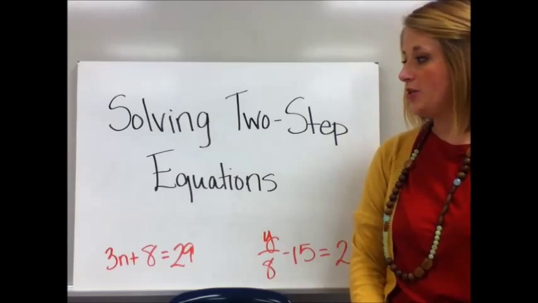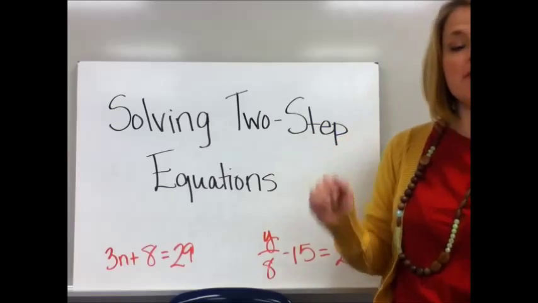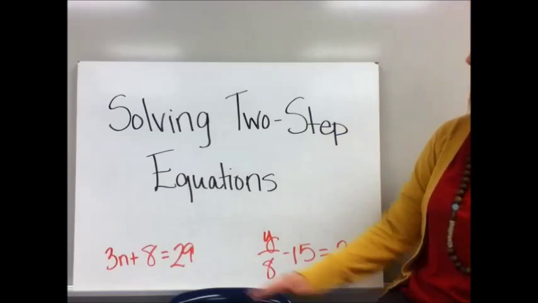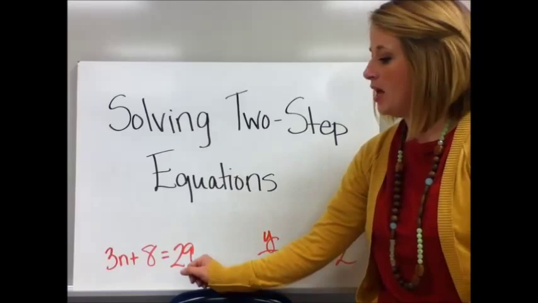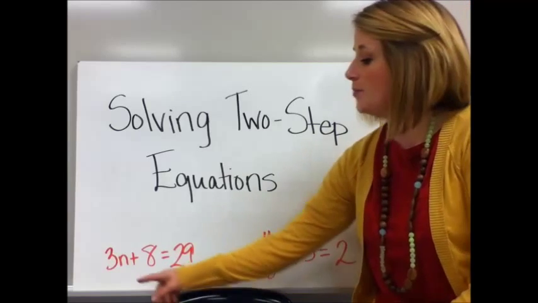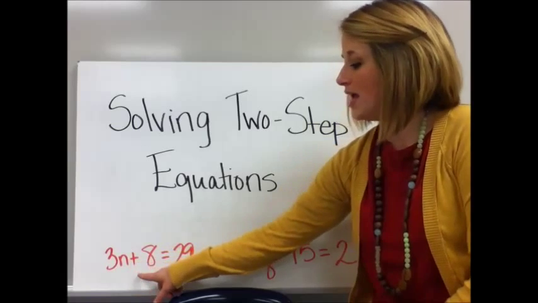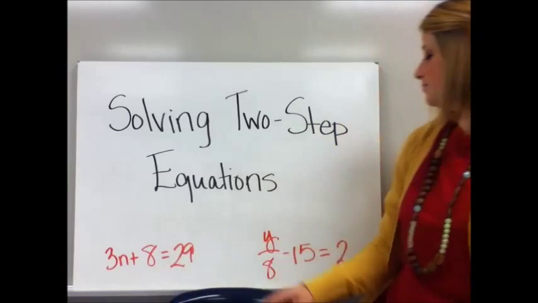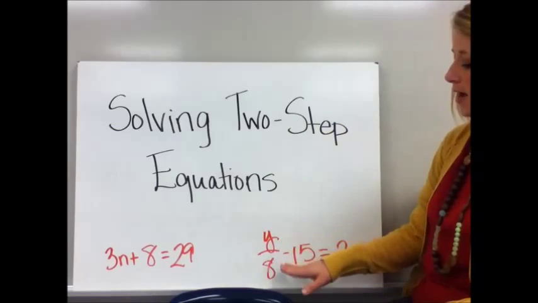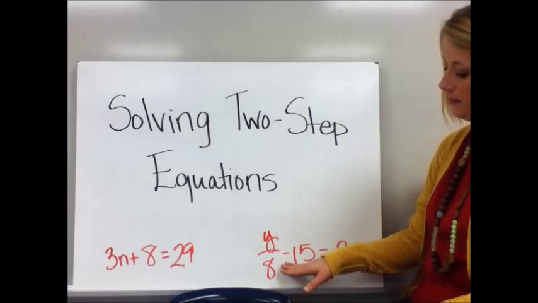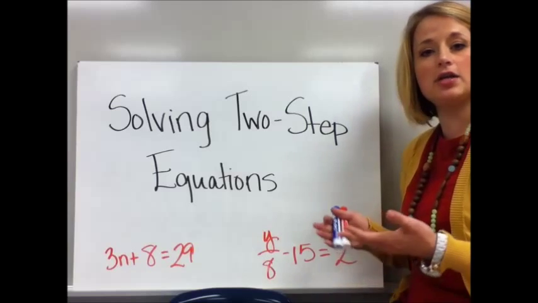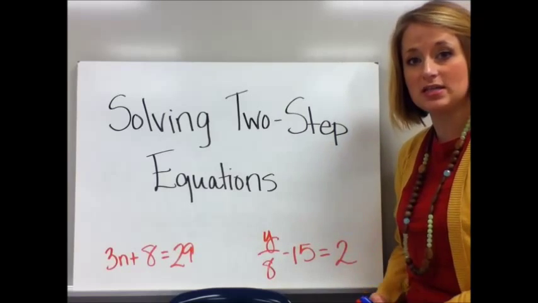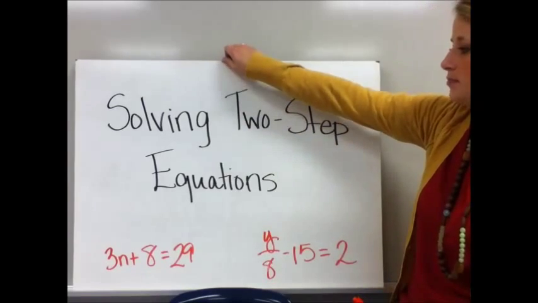Solving two-step equations. A two-step equation is something that has two operations in it. If you look at this one here, 3n plus 8 equals 29. There's two things happening to the variable. It's being multiplied by 3 and added by 8. In this one over here, y is being divided by 8, and 15 is being subtracted from it. So with this, we're going to see how you go about it when there's more than one thing to do to isolate the variable.